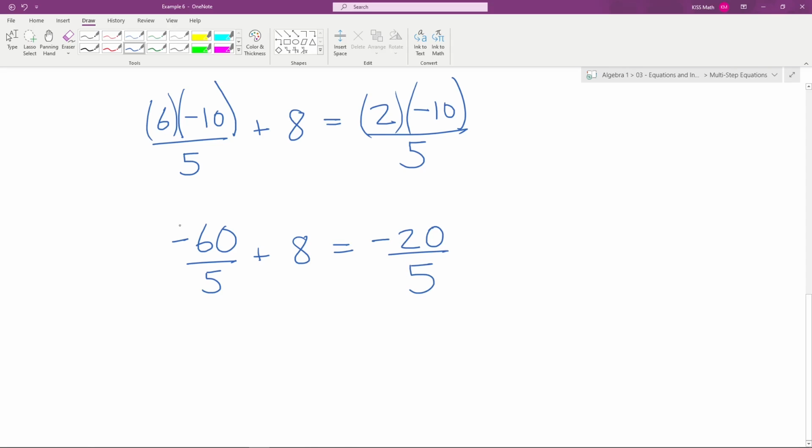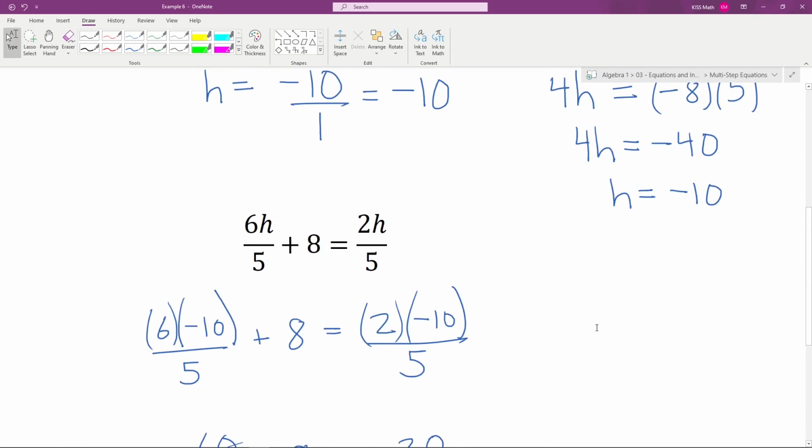Now let's start reducing. 60 divided by 5 is 12. So we just have -12 plus 8 equals, and this one would be -4, right? -20 divided by 5 is -4. And so -12 plus 8, that's -4, equals -4. So we've checked our answer, and we know that h equals -10 is correct.